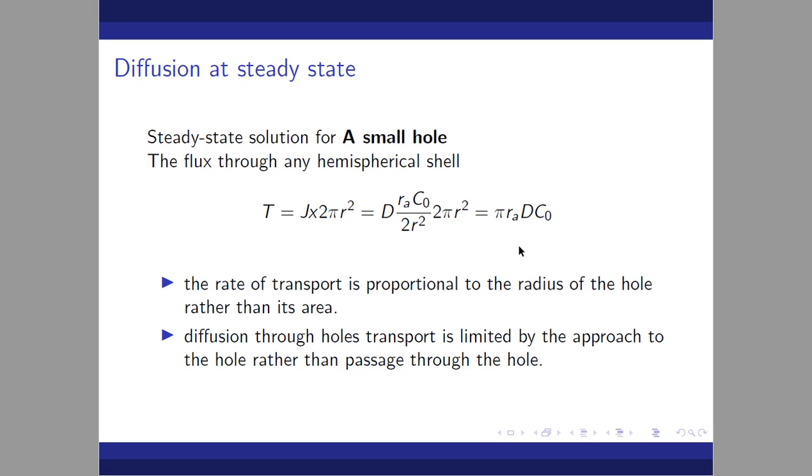arrives at the hole. Or in the toll example, how fast the car or the lorry arrives at the toll booth. So it doesn't care about the width, or how big the toll booth is. So it depends on this diffusion.